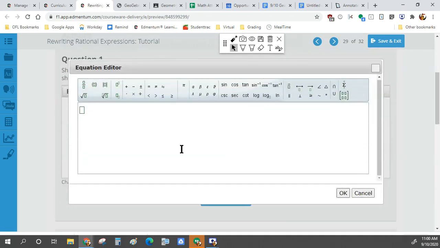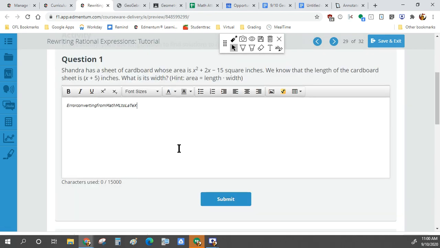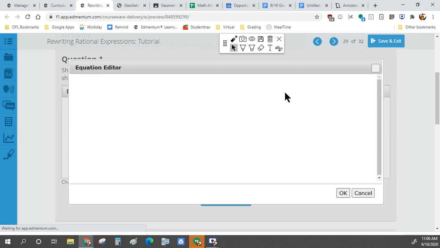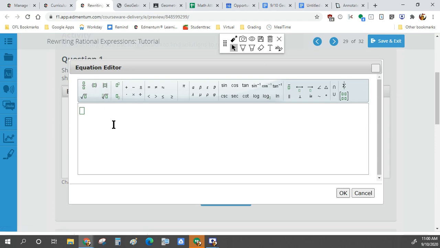So if I want to do long division, oh no, what was this? Long division is kind of hard to show on this. Is there a division sign? There is not.